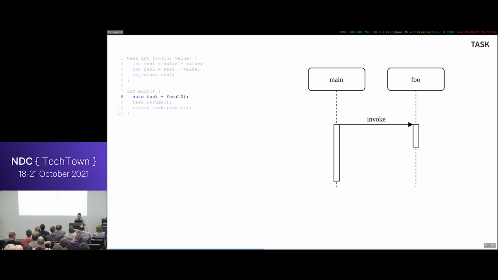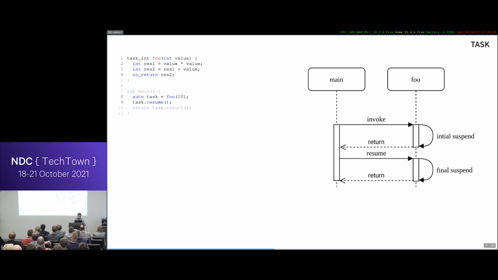But just to understand what's actually happened right now, let's look at the call graph. So the main function invokes the foo. Foo hits the initial suspend point, and we said that we want to suspend. It immediately returns the control to main. And then we call resume manually. And then we go back. We resume the foo. It hits the final suspend point. We know that we don't want to do anything here. And we return. And we obtain our result. Great. And if you see, I just run it again, we get the result.